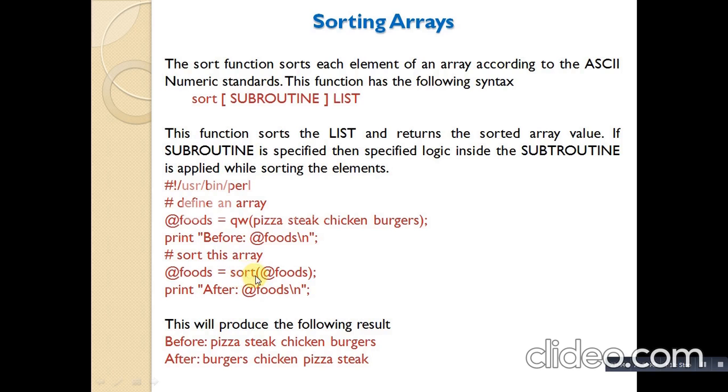We are performing the sort operation with the help of the sort function, opening parenthesis @foods. So sorting is applied on foods, and the sorted value will be stored in the @foods variable, and we are using a print statement to print @foods. Now how will it display? Burger, chicken, pizza, steak. Earlier pizza was first and steak was second. Now steak is last and second last is pizza. So this is how sorting of an array takes place in Perl.